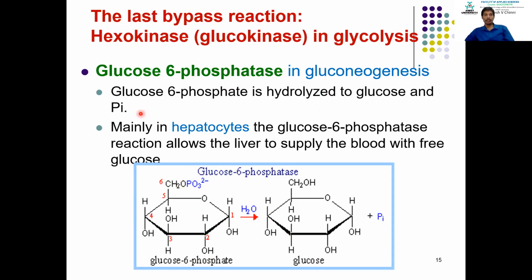And in gluconeogenesis, glucose 6 phosphatase hydrolyzes to glucose and inorganic phosphate, mainly occurring in hepatocytes, that means in the liver cells. The glucose 6 phosphatase reaction allows the liver to supply the blood with free glucose. So with that, all the glucose molecules produced in the liver will be supplied to the whole body through the blood, especially to those cells that need it, like brain, RBC, testes, and corneal cells. All those mainly depend on glucose as energy.